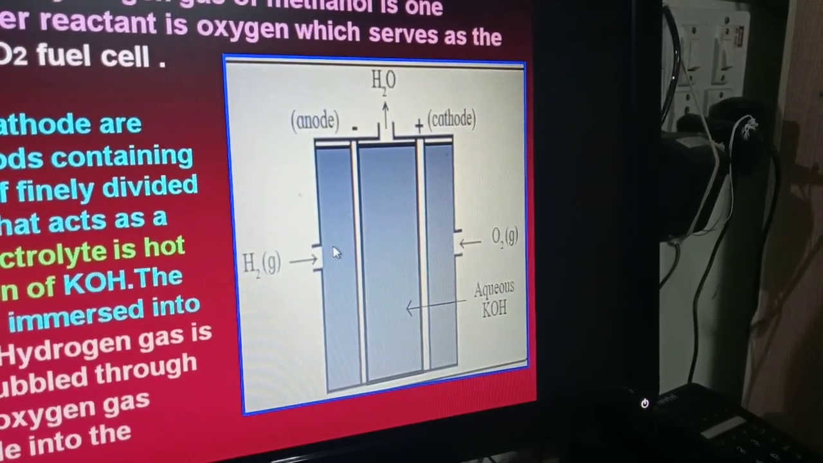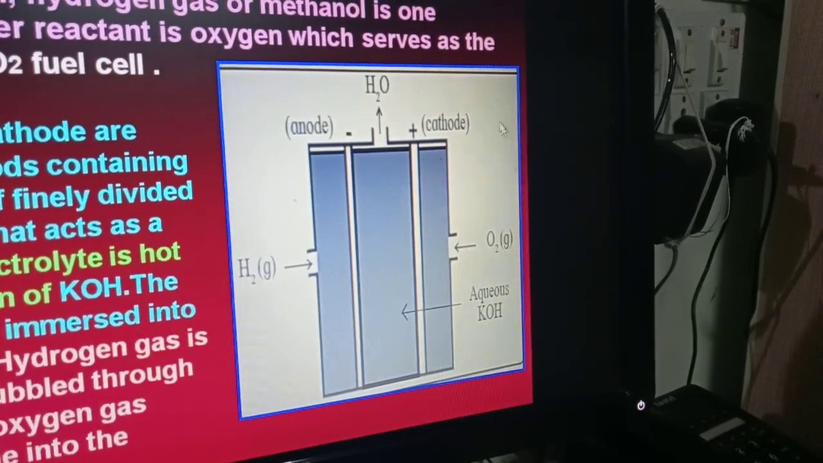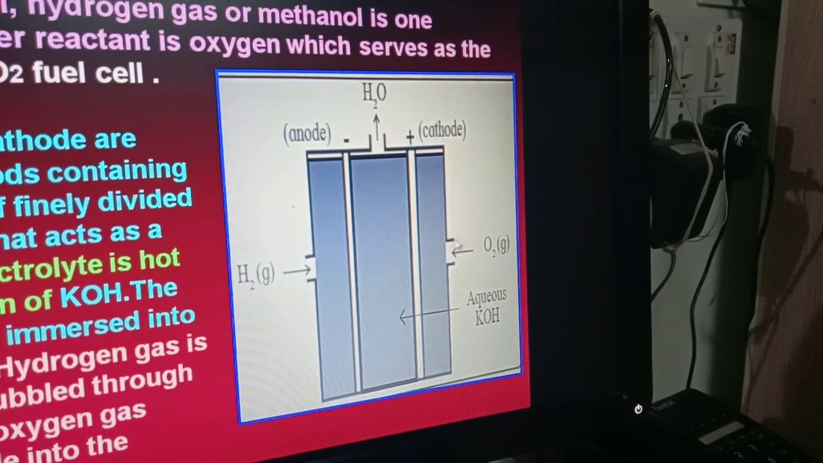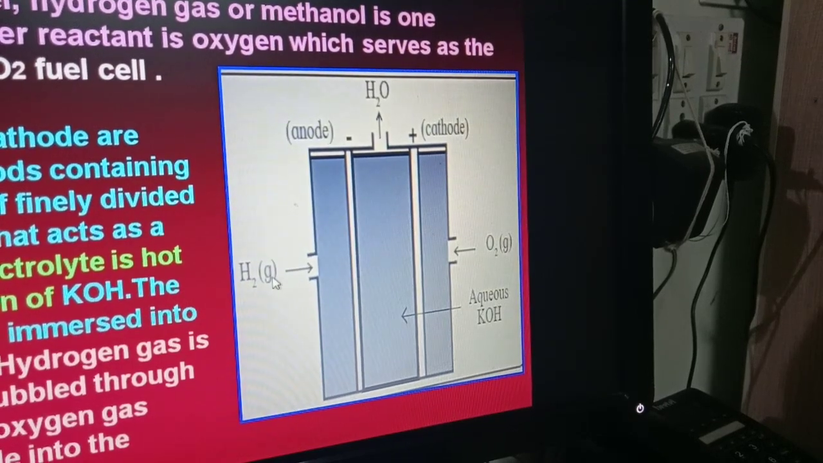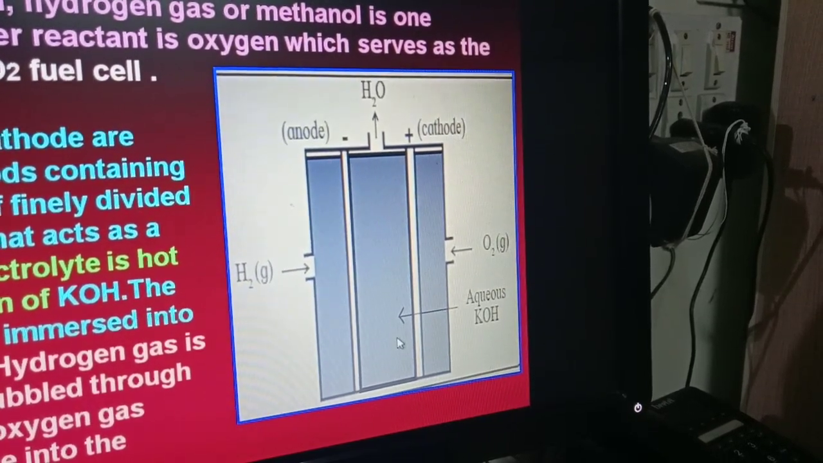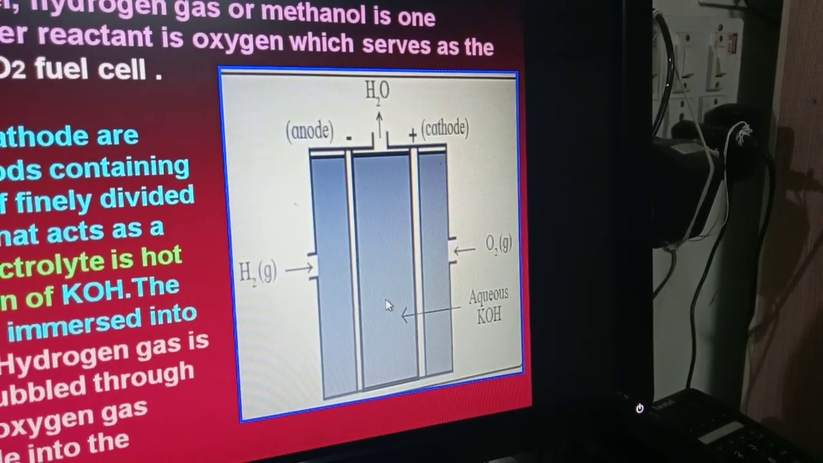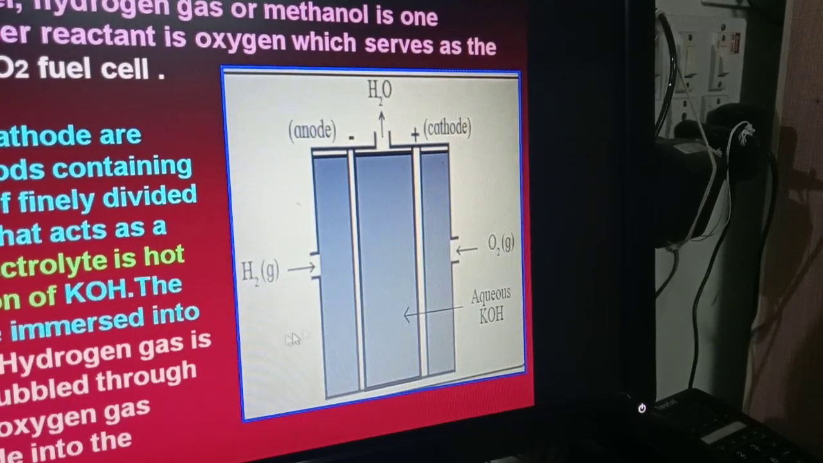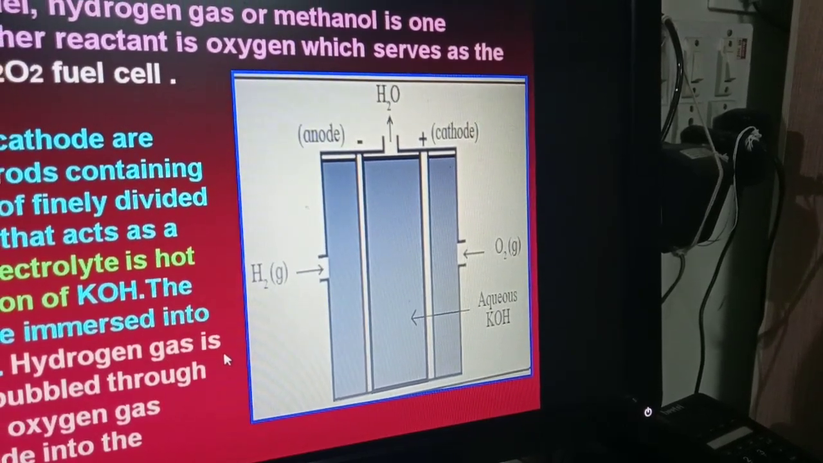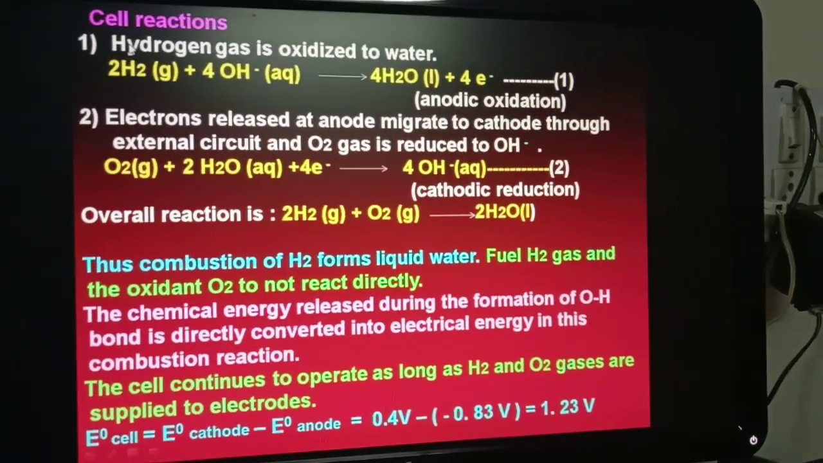Hydrogen gas is bubbled continuously through the anode, whereas oxygen gas is bubbled through the cathode into the electrolyte. As long as H2 and O2 gas are bubbled into the electrolyte, the cell reaction will continue. Otherwise, the cell reaction will stop. Now let us see what are the cell reactions.